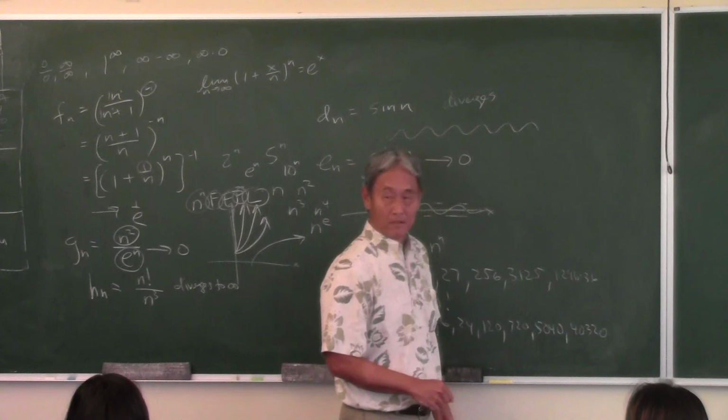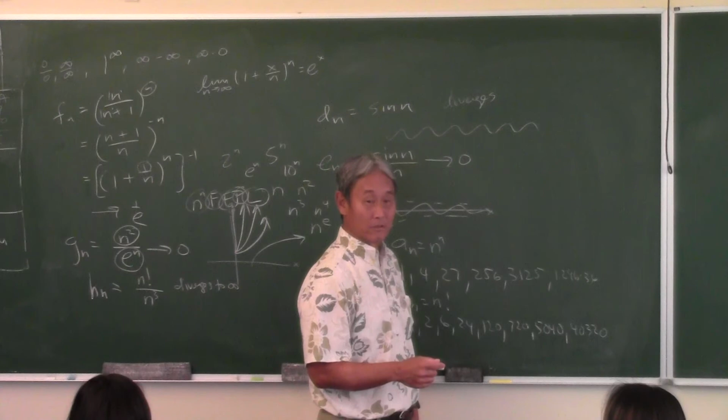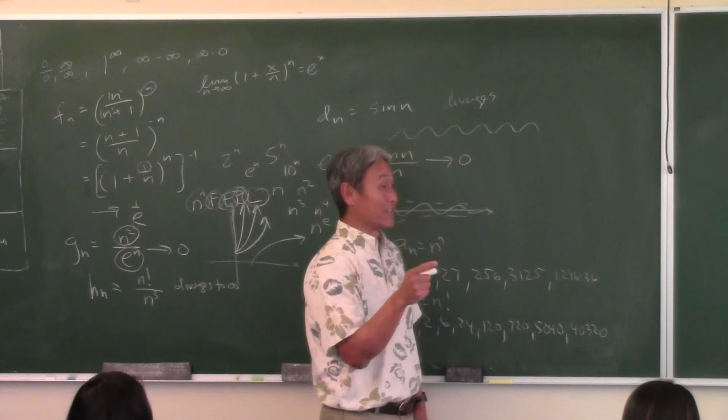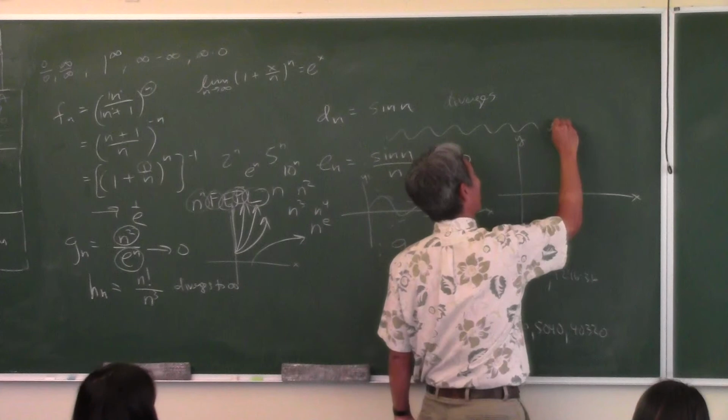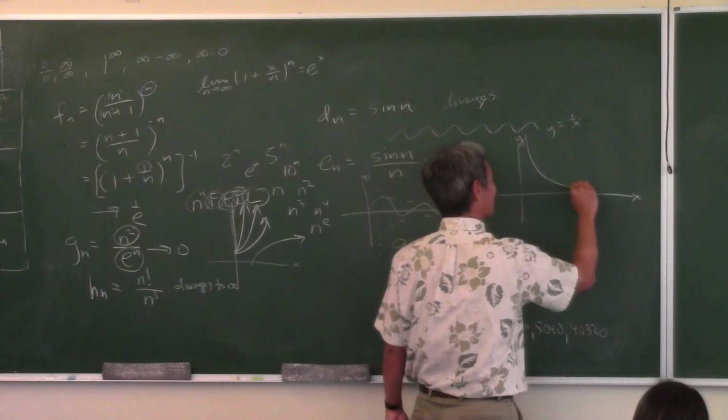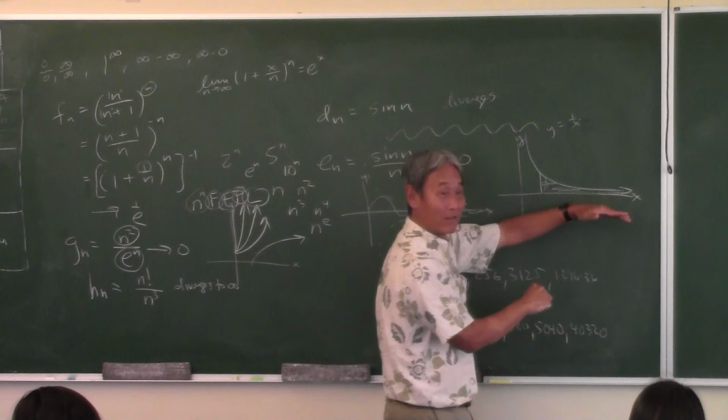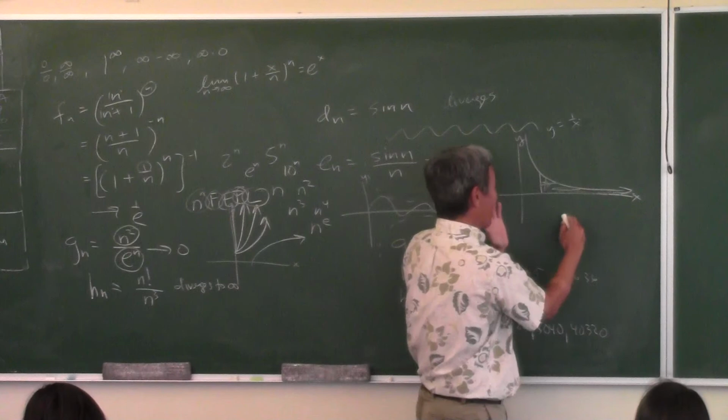You know what we're going to learn next? L'Hopital's rule. And then, after that, this is what's going to happen. This is really interesting. What would happen if you have the graph of y equals 1 over x? It looks like this, from 1 to infinity. It keeps on going forever. What is the area of that region? It would be the integral from 1 to infinity of 1 over x dx, right?